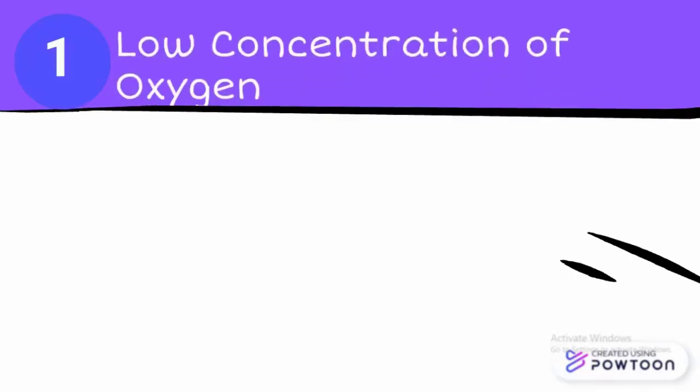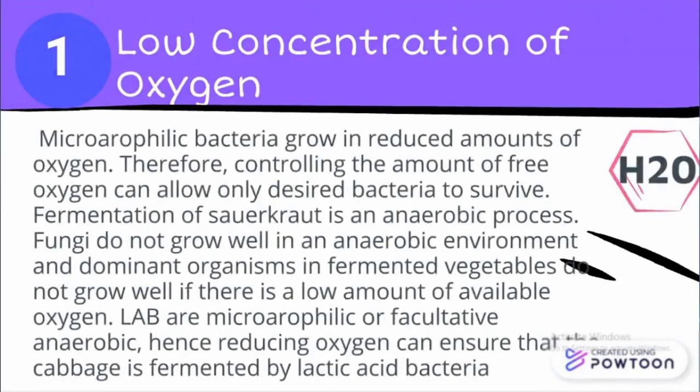Low concentration of oxygen. Fermentation of sauerkraut is an anaerobic process. Lactic acid bacteria are microaerophilic or facultative anaerobic bacteria that grow in a reduced amount of oxygen. So, controlling the amount of free oxygen can allow only desired bacteria to grow. Reducing oxygen can ensure that the cabbage is fermented by lactic acid bacteria.